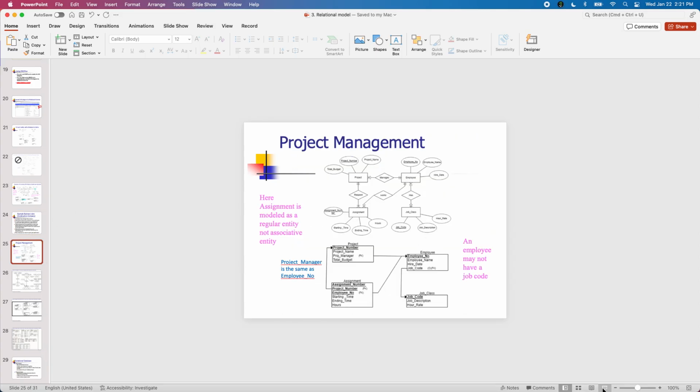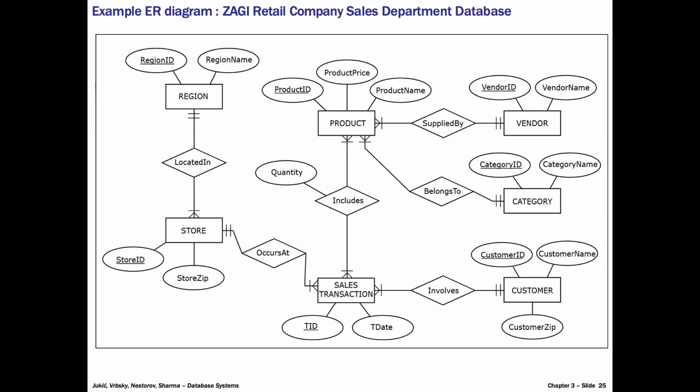So this can also be helpful for your project. Here you can see another example of the ER model for a sample retail company. It's called Zaghi Retail Company Sale. You can also find this example in your textbook. I put the reference here. It is for chapter 3.